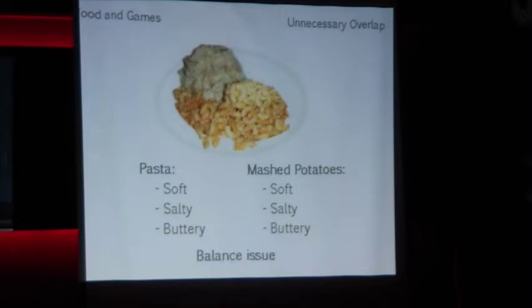So then, when we're eating the two, we have this balance issue. We could say that one of these two isn't really needed. So let's say we can take away the mashed potatoes and sub it for something like garlic toast, which is crunchy, which helps balance the softness of the pasta.